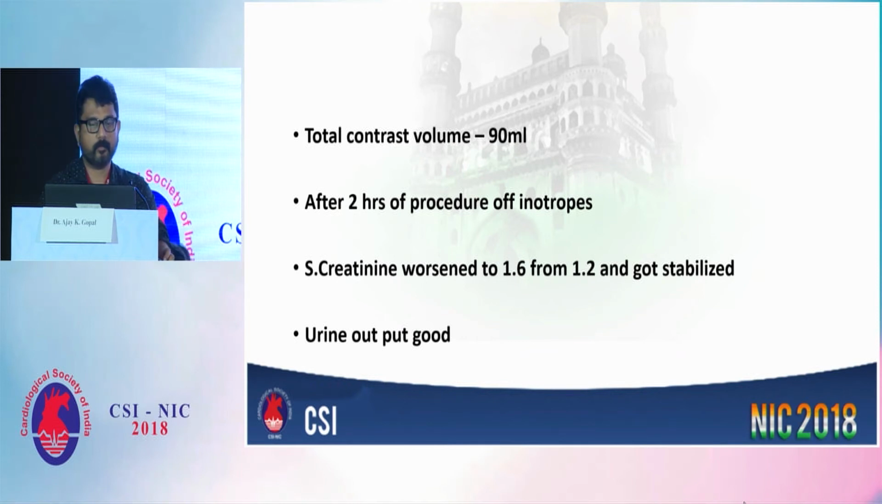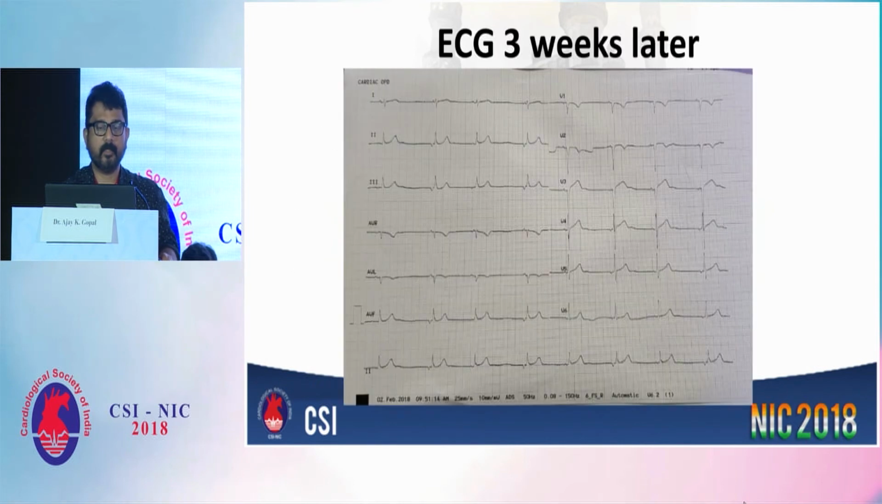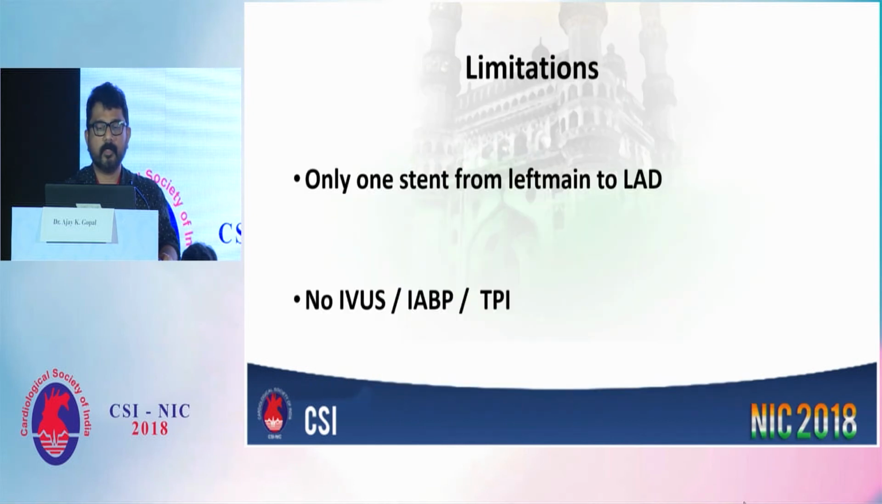After 2 hours, he was off inotropes. Serum creatinine worsened to 1.6 from 1.2, but stabilized then. Urine output was good, and he stayed in ICU for 3 days. LV function improved to 45 to 50%, and we were able to discharge him on the 7th day. The ECG 3 weeks later was showing this atrial rhythm. I suggested a Holter, but they told us that they were not willing.